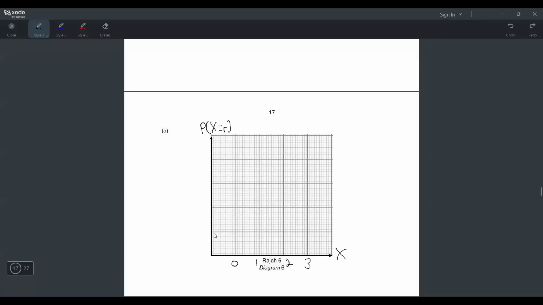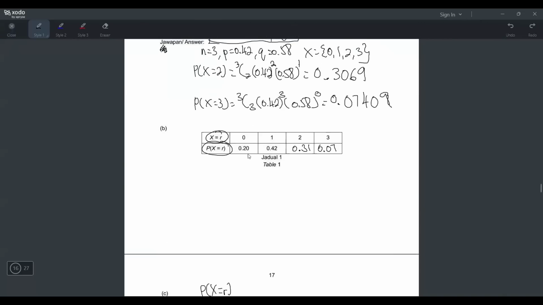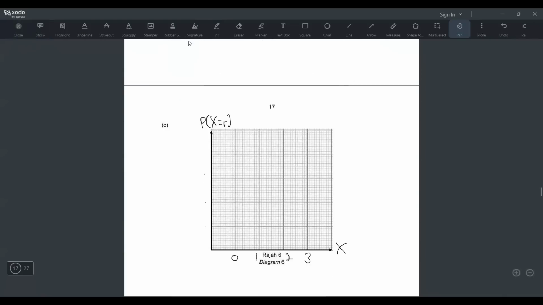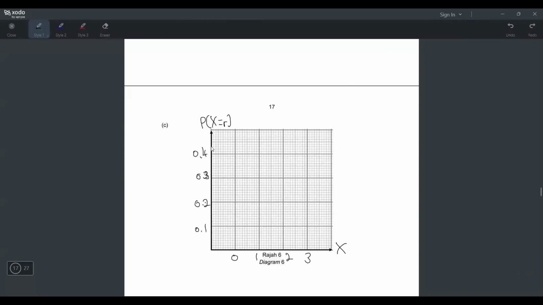Now let's choose a scale for the probability on the y-axis. Later I have to plot these points, but you have to figure out a scale. So what is the highest number here? 0.42 is the highest. So you can go 0.1, 0.2, 0.3, 0.4. Like this, right? And then later if you want to plot 0.42, you just go to 0.4 and then add 2 small boxes. 0.4 plus 2 boxes is 0.42, right?